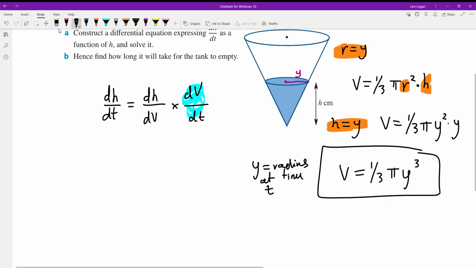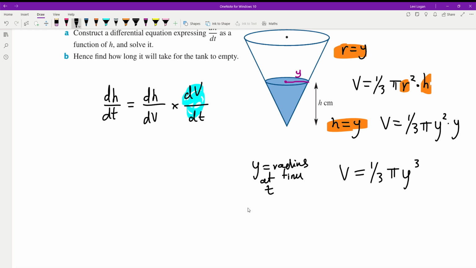Okay. Now, in order to work out what we have here, they've got it in terms of h. So we would write this in terms of h. We'll just go h is height at time t. So instead of writing in terms of y, we'll just write in terms of h. So volume is a third pi h cubed. Okay, because we're looking for dh/dv.